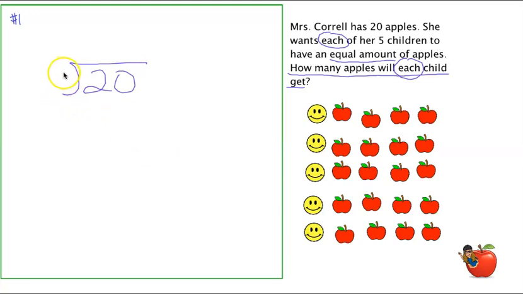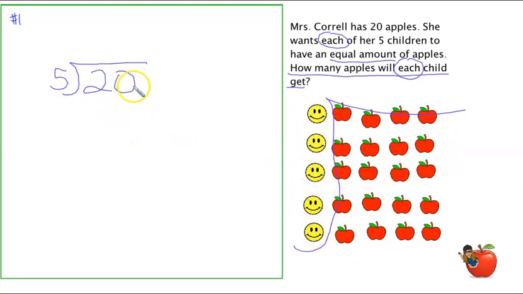Whatever is going to be given out to the individuals, in this case they happen to be kids, goes outside the saloon. So you can see right here, I can actually draw my division symbol, not very well, but I drew my division symbol just like that. I have 20 apples that I'm splitting up amongst 5 kids.